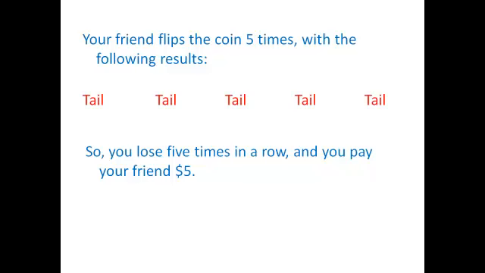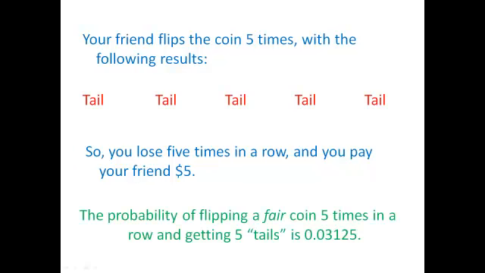Now, it turns out that the probability of flipping a fair coin 5 times in a row and getting 5 tails is 0.03125. That means that if we repeated this exercise again, flipped it 5 more times, and then 5 more times, and repeated this 5 flips 100 times, then you'd expect to get 5 tails in a row about 3 times out of 100.